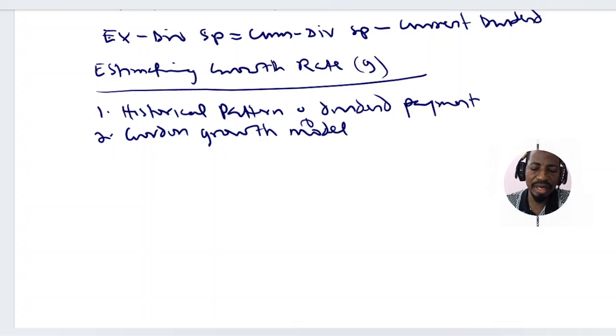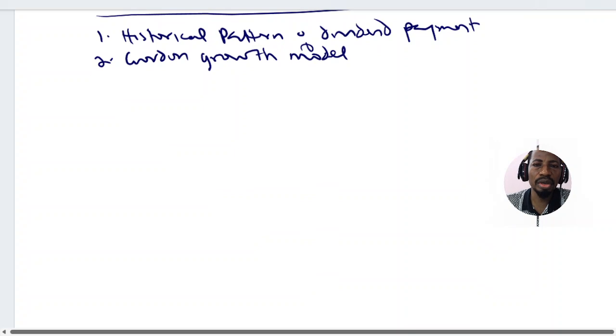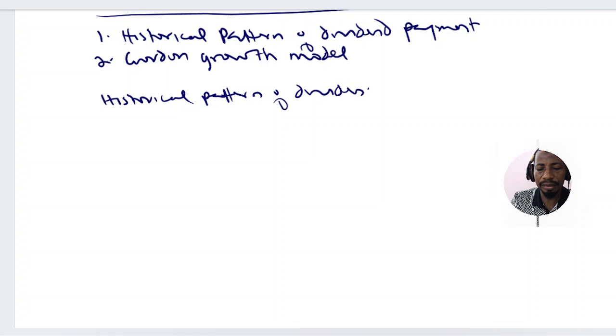The historical pattern of dividend payment is also known as the averaging method. Therefore, growth rate will be computed using the historical pattern of dividend payment when the history of dividend payment is given year on year, or once you are given the amount of dividend paid historically. In that case, you are supposed to use the historical pattern of dividend payment.